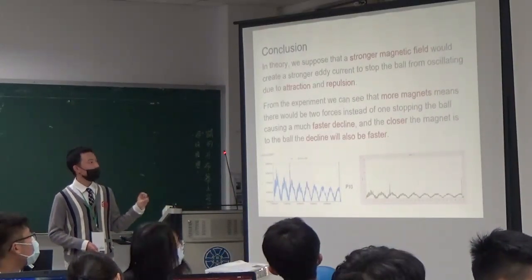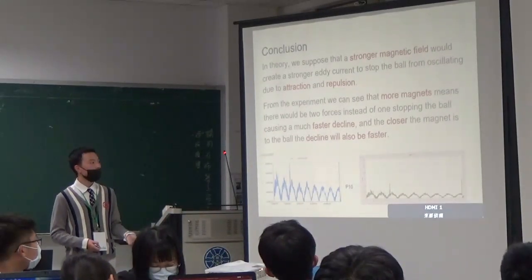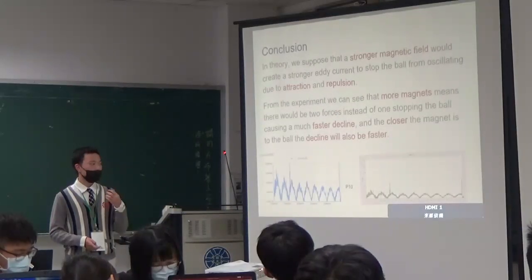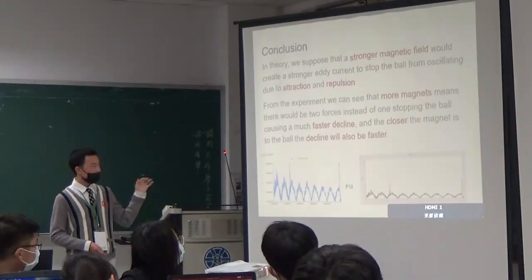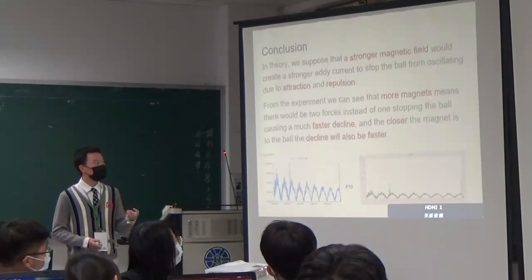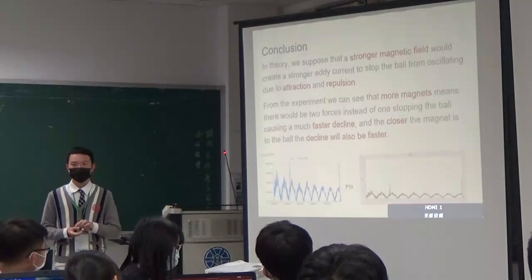And secondly, what we're talking about in the experiment is that the more magnets and the closer the magnet is to the ball, the faster the decline will be, which will feature a much faster decline if we look only at the peaks. So that is mostly my presentation. Thank you.